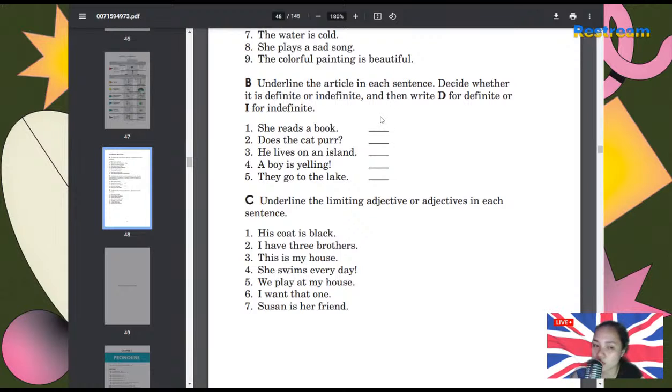So I'm not going to explain this because I already discussed it many times. Actually, this is the second time. And then let you guys try to identify it on your own, okay? So we have here number one: she reads a book. So the first thing here is to identify the article. So which article did we use here? She reads a book. So what is the article here?